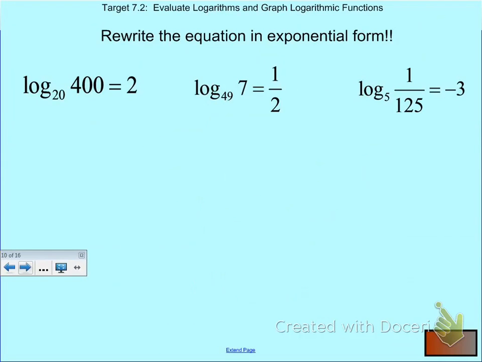Okay, now we're going to practice our logarithms. This is target 2, evaluating logarithms and graphing logarithmic functions. Here we are just practicing rewriting the equations into exponential form, so take a moment, give those a try.